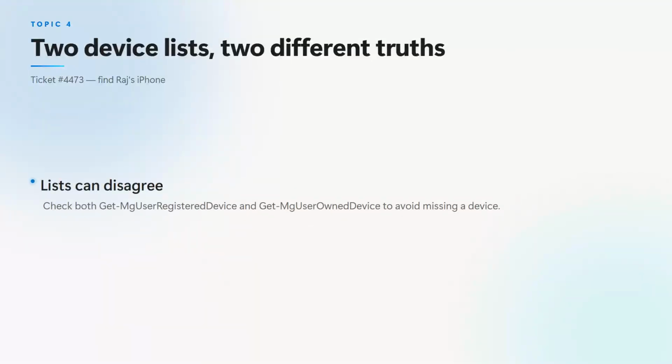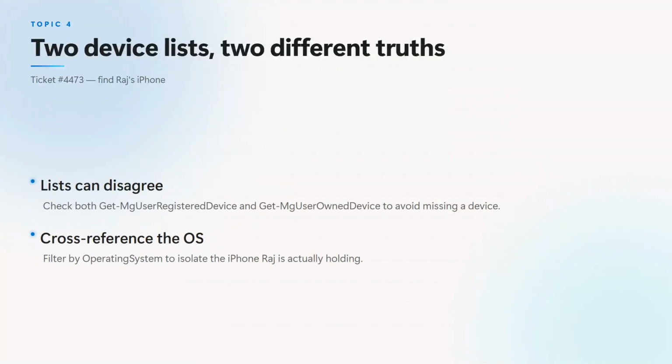When a ticket just says "my phone," you need a real device identifier to take action. That means pulling both registered and owned device lists, because they answer different questions. Registered devices are ones where Raj's identity completed the enter, join, or register action. Owned devices are where his account is set as the device's owner attribute, typically the stronger signal for a personal phone enrolled through Intune. The pitfall is that a device can appear in one list and not the other, so searching only one can make it look like he has no phone at all. We'll pull both lists, then cross-reference the operating system to find the specific iPhone object ID we need for the next step.